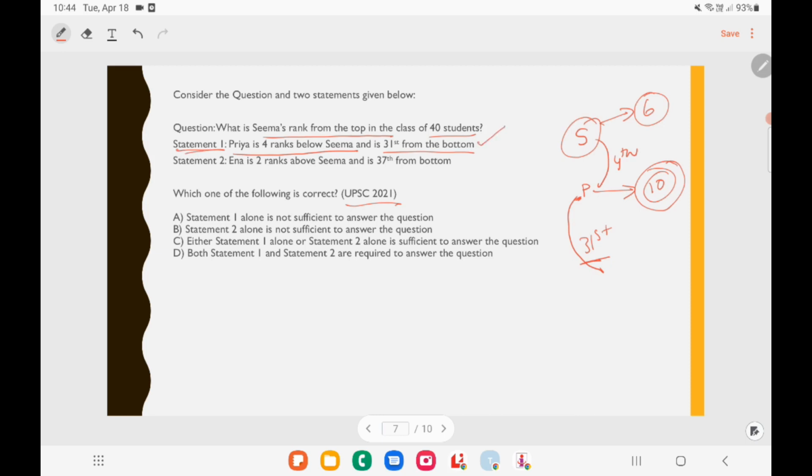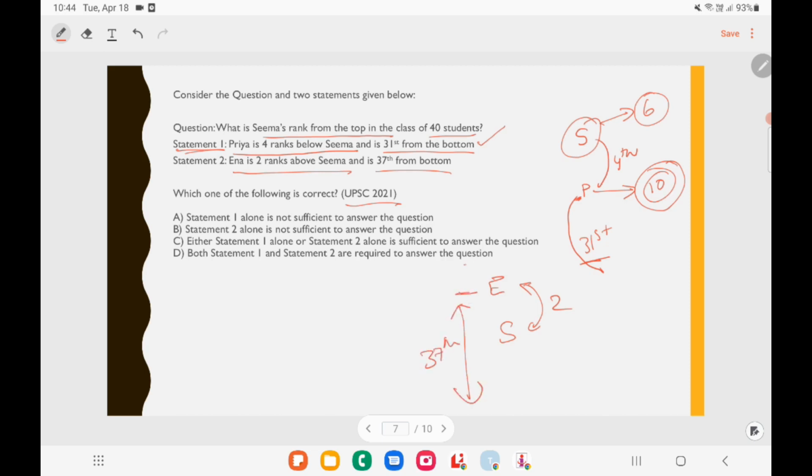Now just let's take statement 2. It says that Ina is 2 ranks above Seema. So Seema is here, Ina is here, and Ina is 2 ranks above Seema. And it says that Ina is 37th from bottom. So from bottom Ina is 37th.